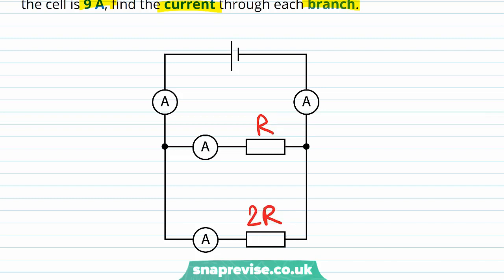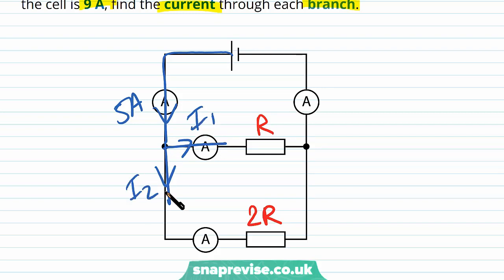And we've been told that the current going through the cell, so the current that actually enters this junction here, is equal to 5 amps. And it then splits into two branches, I1 and I2. And we want to know the value of the current I1 and the value of the current I2. And this is going to be affected by the different resistances through each branch.